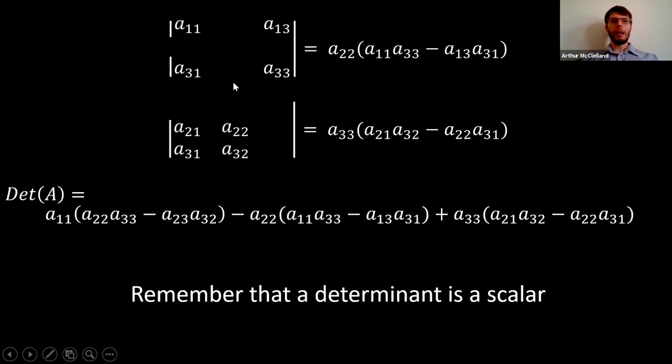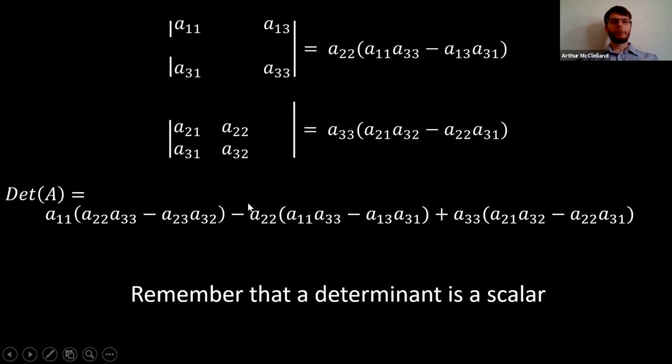We repeat this, we block out the second row and column. So then we have A22 times the determinant of the remaining matrix. And then we block out the third row and column, and we have A33 times the determinant of the remaining matrix, so that the determinant of A is equal to this long thing all put together.